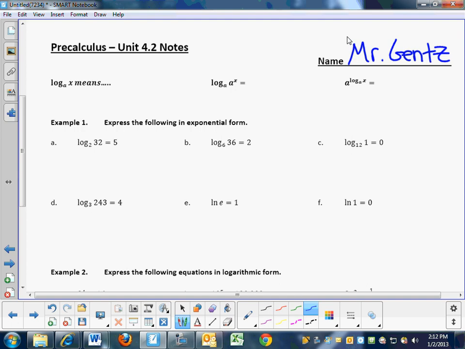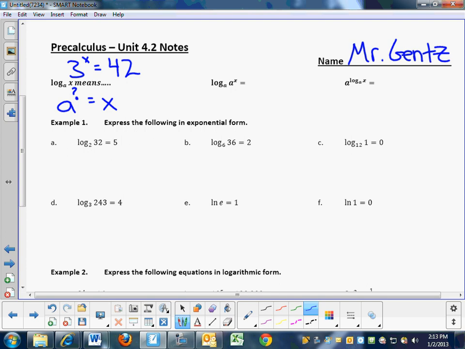Okay, section 4.2, logarithms. Log base a of x means the following: a to what power is equal to x? Really, the idea that we want to get to is the following. Think about that problem. 3 to the x power is equal to 42. What power would you take 3 to in order to get 42?